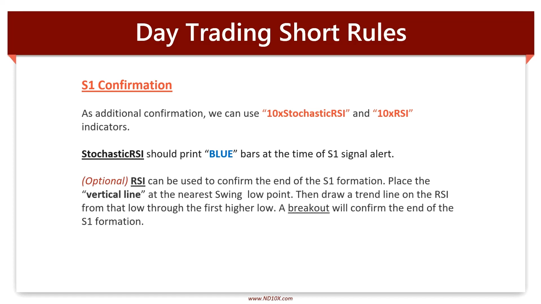As additional confirmation, we can use the 10x stochastic RSI and 10x RSI indicator. Stochastic RSI should print blue bars at the time of the S1 signal alert. RSI can be used to confirm the end of the S1 formation. Place the vertical line at the nearest swing low point, then draw a trend line on the RSI from that low through the first higher low. A breakout will confirm the end of S1 formation.